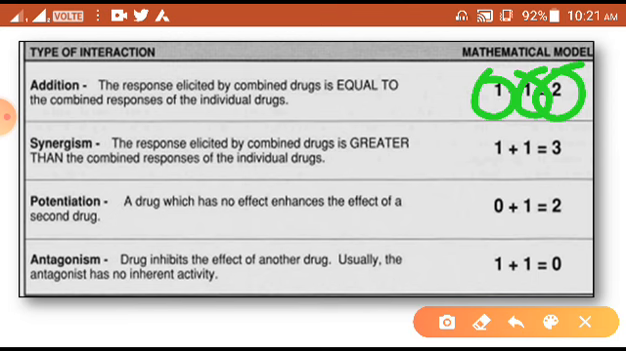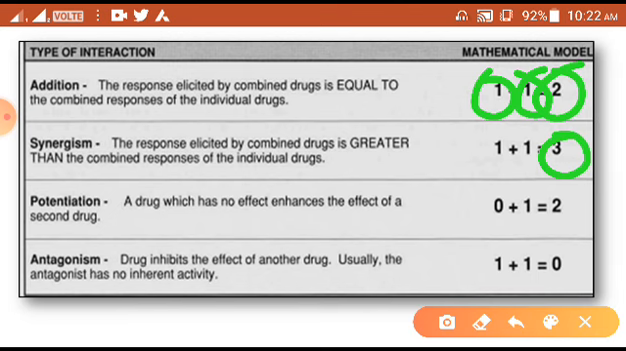Another term is synergism. Addition is also a type of synergism, but here we can understand synergism in this way: the response elicited by the combined drugs is greater than the combined response of the individual drugs, right? If you give drug 1 and another drug 1 separately, you get effect 1 and effect 1. But if you combine them together, you will get effect 3. So when combined, they have produced more effect than their individual effects added together, okay? So this is called greater than the combined response.